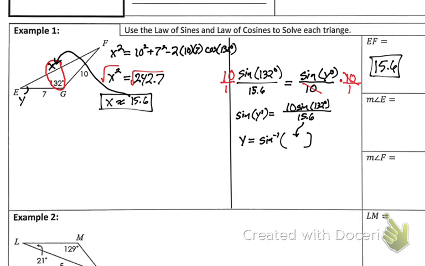I'm going to throw all that in my calculator. I'm going to type sine inverse. I'm going to do 10 times sine of 132 divided by 15.6. Let's all take a second and plug that in and make sure we're doing it correctly.